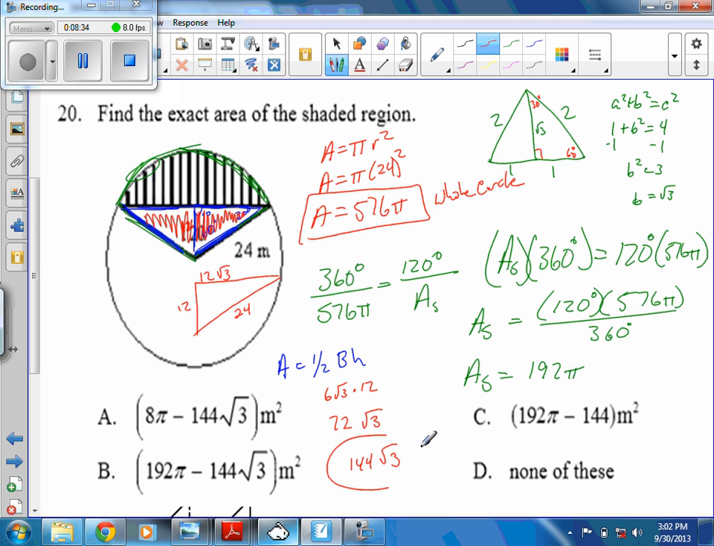That's the red triangle. All right, so what we said we had to do is take the area of the sector, which we found to be right here, and subtract it from 144 square roots of 3. So I'm looking at B. Fun, huh? All right, all right.